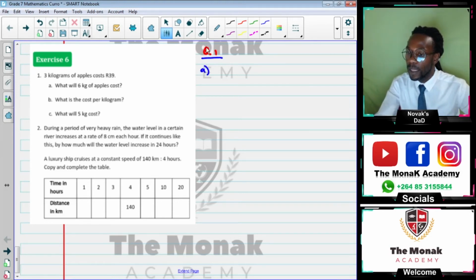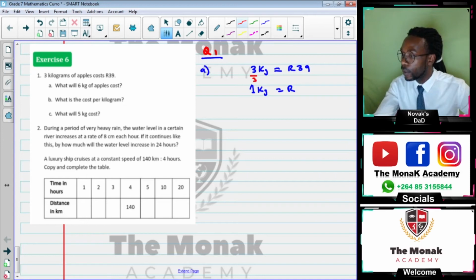A says 3 kilograms of apples cost 39 rand. So 3 kg equals 39 rand. So the first thing, before we do any of this, we ask the question, what does 1 kg cost? So 1 kg will be how many rand? So remember, in order to get 1 kg, we have to divide by 3. So we divide by 3, because 3 into 3 will get 1. So 3 into 39 is 13 rand.